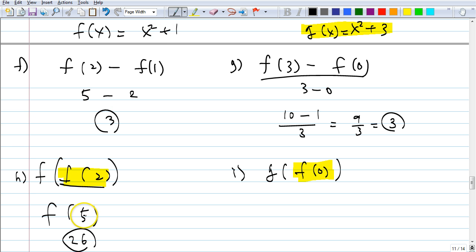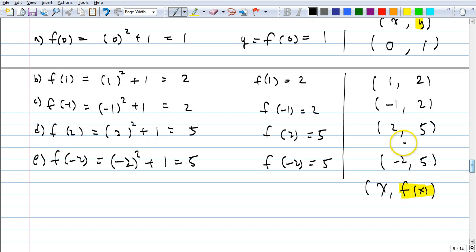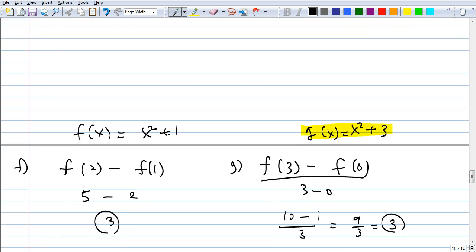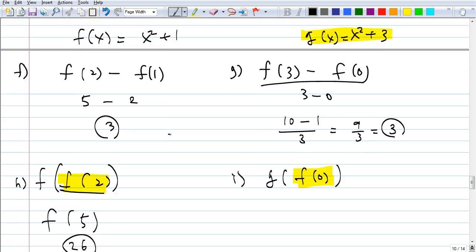Isn't f of 2 equal to 5? Let's go back. Guys, listen. Didn't we do f of 2? What do we get? 5. So I'm just using substitution here. In place of f of 2, I just write 5.